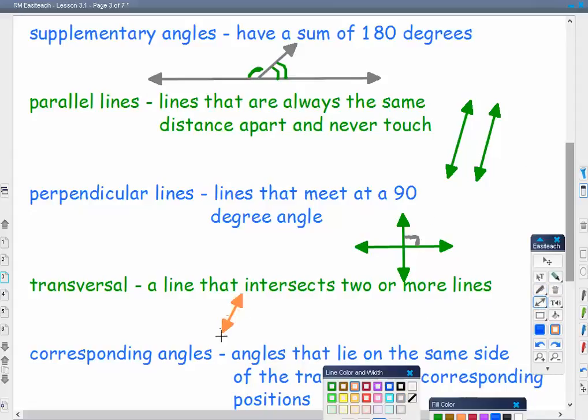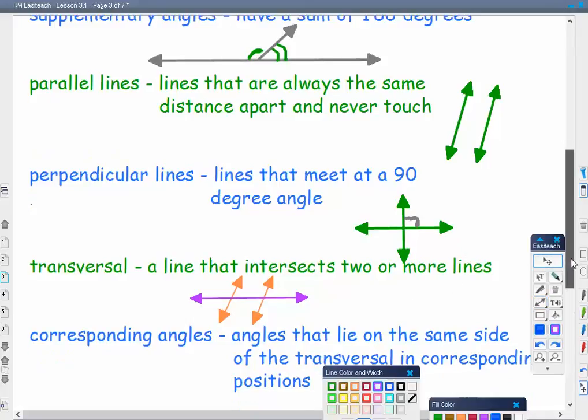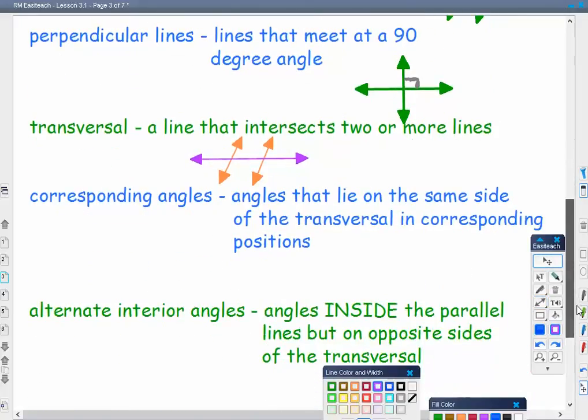So as we did earlier, if I sketch two parallel lines, I'm going to intersect them and make these a little bit narrower so they don't take up as much room. And now we're going to create a transversal. So transversal is this third purple line that's intersecting the other two lines. That is a transversal. All right, we talked about corresponding angles. Corresponding angles are angles that lie on the same side of the transversal in corresponding positions.